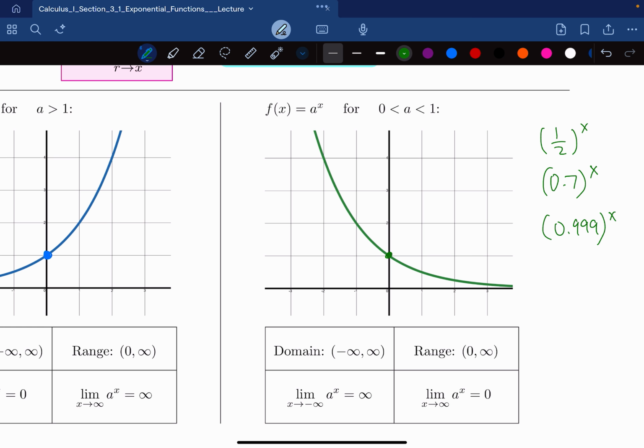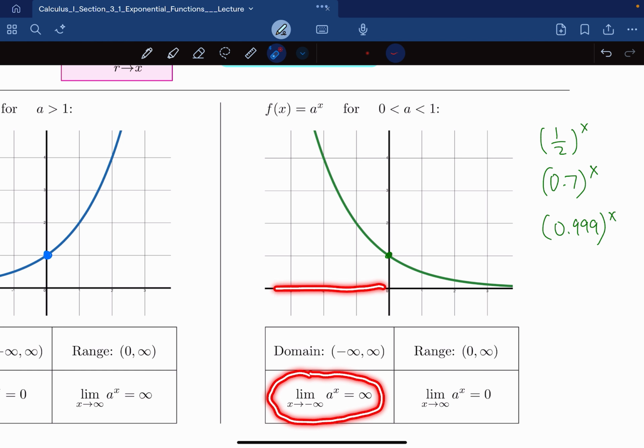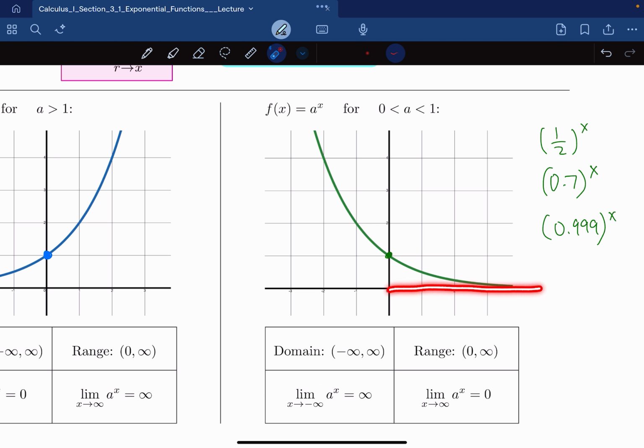What that means here is that the limits are flipped. So as x approaches negative infinity, we're going this way, but then the graph is shooting up very, very fast. On the other hand, if x goes to infinity, we're going this way, and we can see that this is becoming flatter and flatter until it approaches 0. So as x goes to infinity, this thing goes to 0.